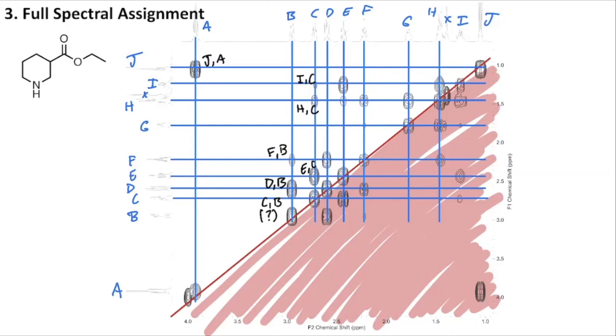Let's see if there's anything underneath D here. Looks like this peak falls underneath D and over to F, so that is an FD correlation peak, and then again we hit the identity axis there.